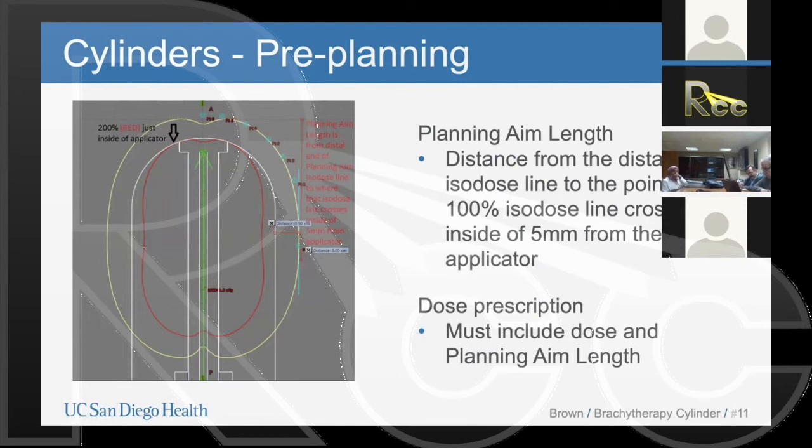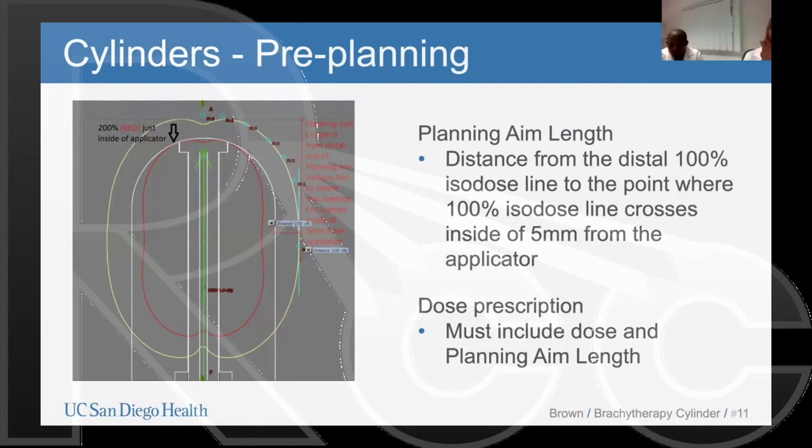And the reason we're using that terminology is because that's essentially the length of the treatment where we are sure that we are covering 5 millimeters from the surface of the cylinder. And the reason this is important is because that's how we're going to prescribe our treatments. So this is important for the physicians to understand that their dose prescription must include a planning aim length. And that's really going to tell us how far down the vaginal wall they would like that 100% isodose line to run. So very important point here that all dose prescriptions must include a planning aim length.